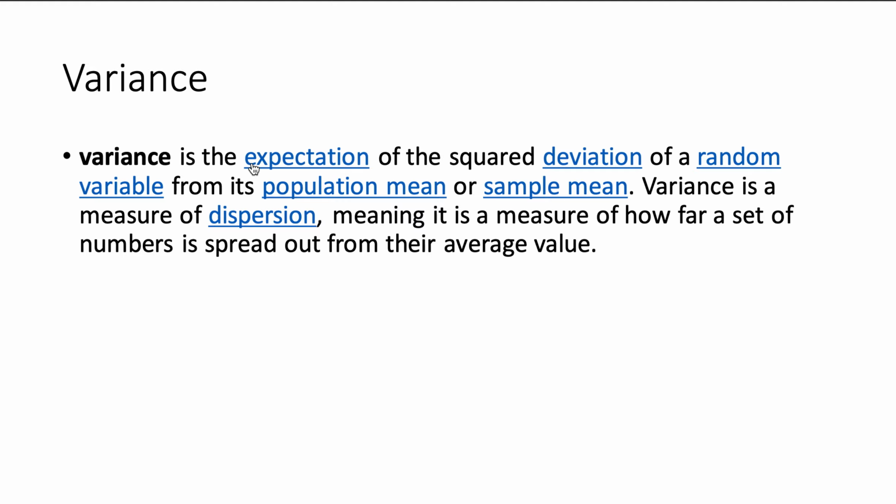Okay, what is variance? Variance is the expectation of the squared deviation of a random variable from its population mean or sample mean. It means variance is a measure of dispersion, a measure of how the value varies from the central value or average value. That's why it's called variance.